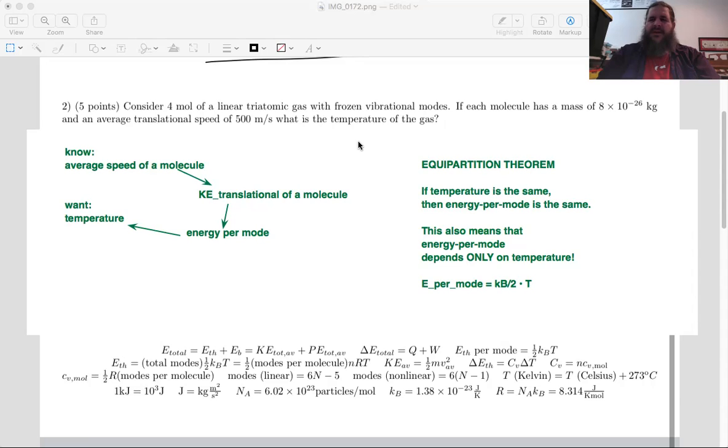So let's see if we can write out some equations to connect these together. Because once we've set up a conceptual idea of how these are related, we want to turn those concepts into equations that we can solve. For instance, what equation or formulas might relate the speed of the molecule to the kinetic energy of the molecule? How is speed related to kinetic energy?